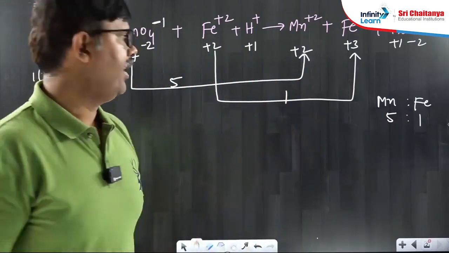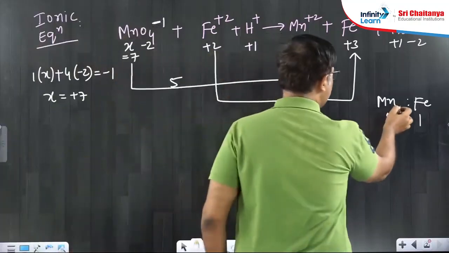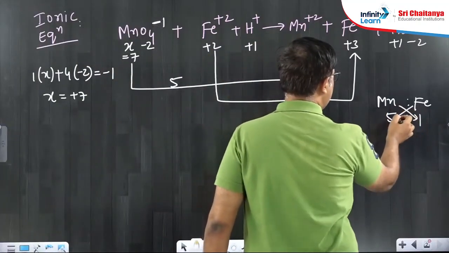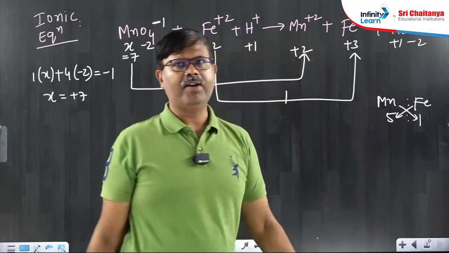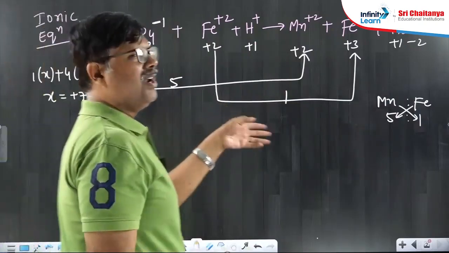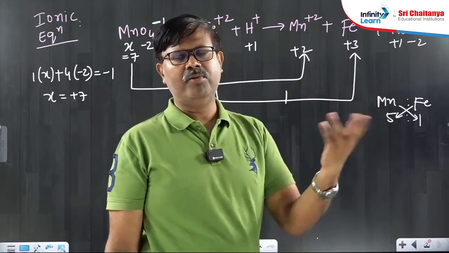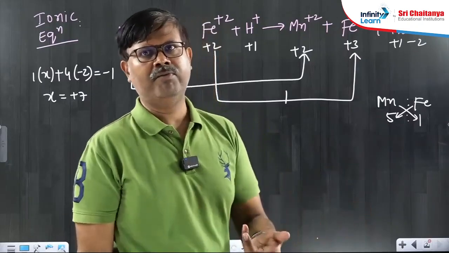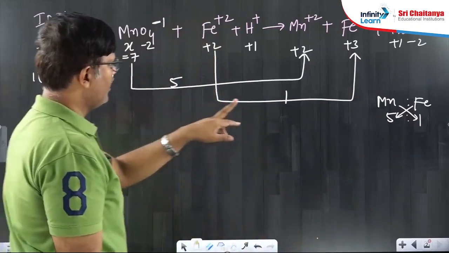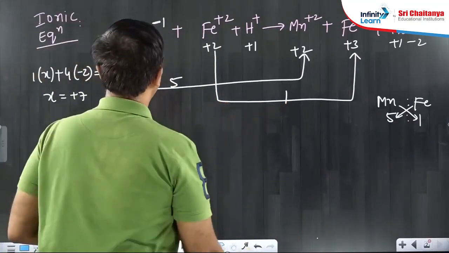Now cross multiply. Manganese items you have to multiply with 1. Iron items you have to multiply with 5. Whichever is multiplied with 1, you need not bother, because no numbers will change when you multiply with 1. So focus on iron substances. We have to multiply with 5.